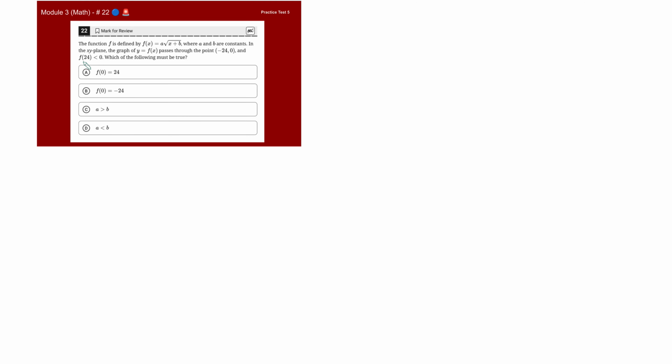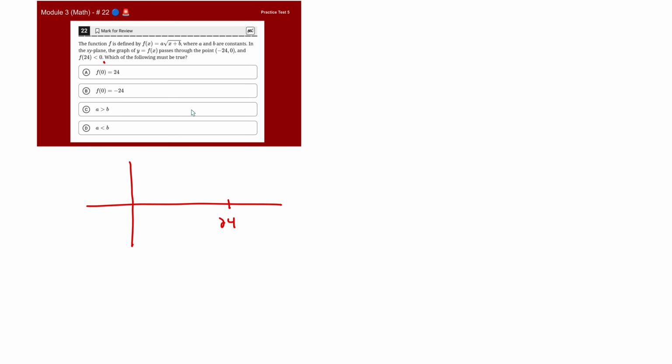Okay, so what this part here means is that when x is 24 on the x-axis, y is negative. So y has to be somewhere along here. It can't be here. So we know our graph is like this.